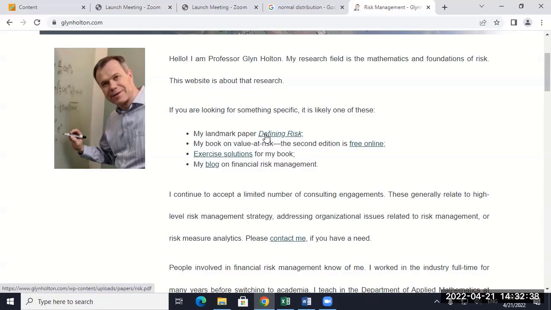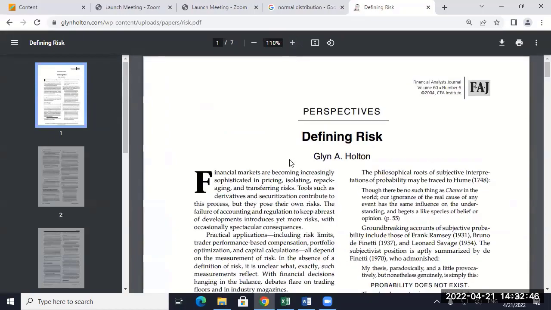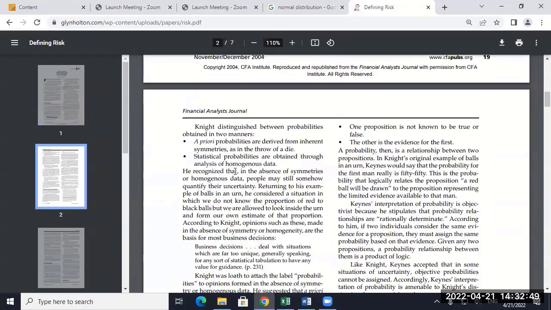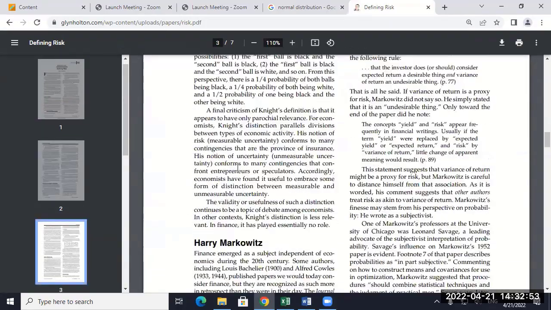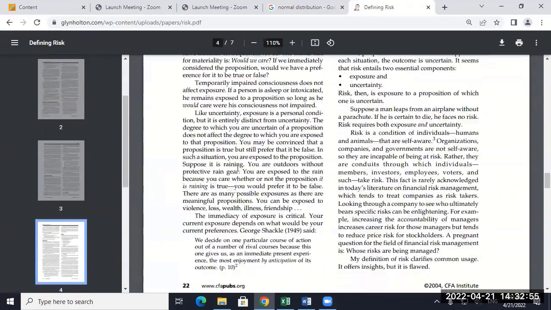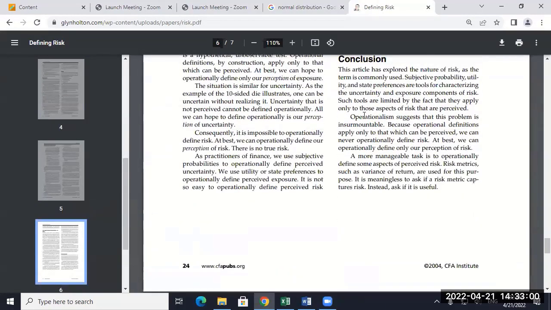This is someone who makes money consulting on risk, and he's got this article on defining risk. And he goes through quite a bit, even Hume and Knight, and some of the famous philosophers out there. He comes down to his very last conclusion. This is the guy who does risk management, risk measurement. And his question is, can you measure risk? And his answer is, no, you can't.